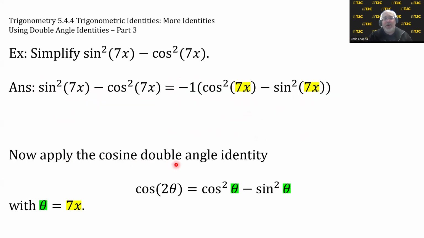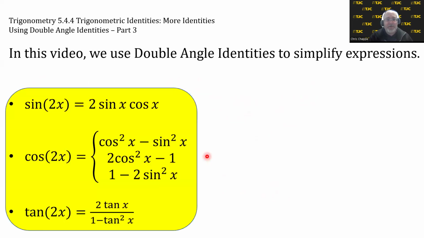So now we'll apply the cosine double angle identity. Cosine of 2 theta equals cosine squared theta minus sine squared theta, with theta equals 7x. And it's worth pointing out that the actual variable used here is irrelevant. You may be saying, you used theta here, but back here it's x's. The name of the variable is immaterial.